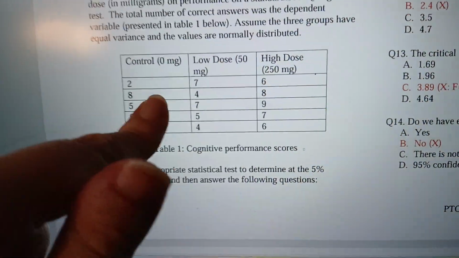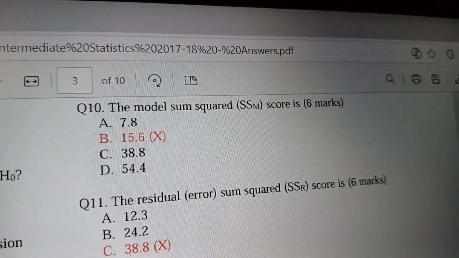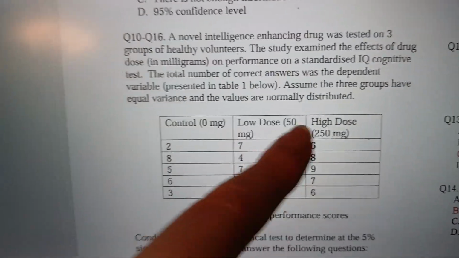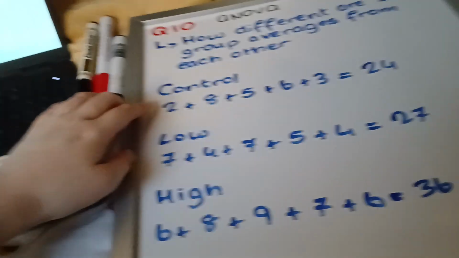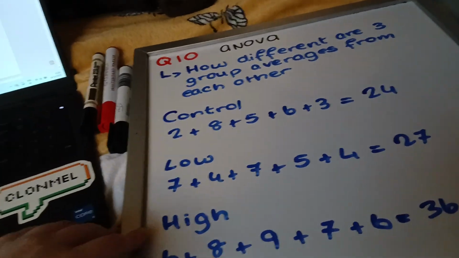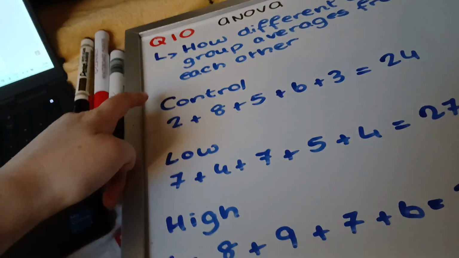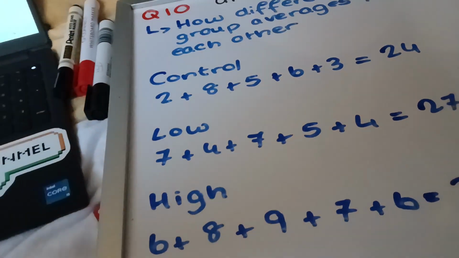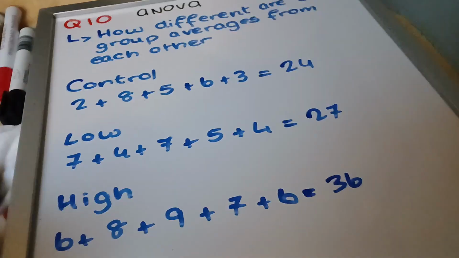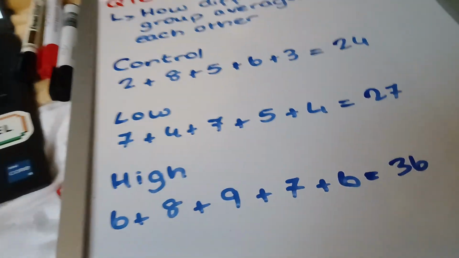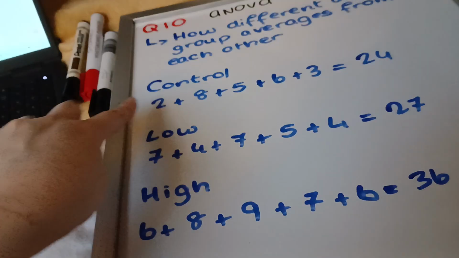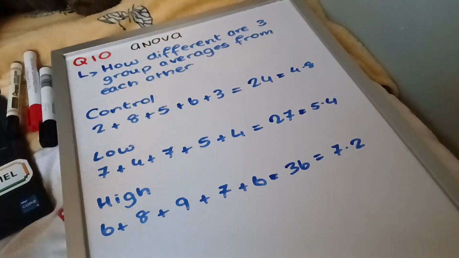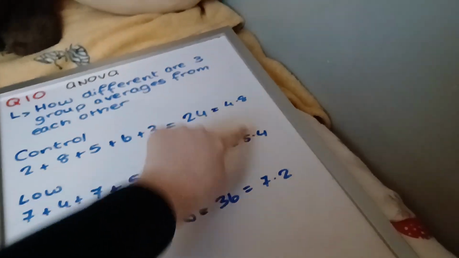So these are the three groups. The first question is asking what the model sum of squares is. To calculate that, you need to find the means of these three groups, which I'm going to do now. You have a control, low, and high. This is in relation to dosage. Control is standard, and then low dosage and high dosage in a performance pill, I think. I didn't really read the question. To find the average, you divide the sum of each group by 1, 2, 3, 4, 5. Okay, I just got the averages of all of these groups.